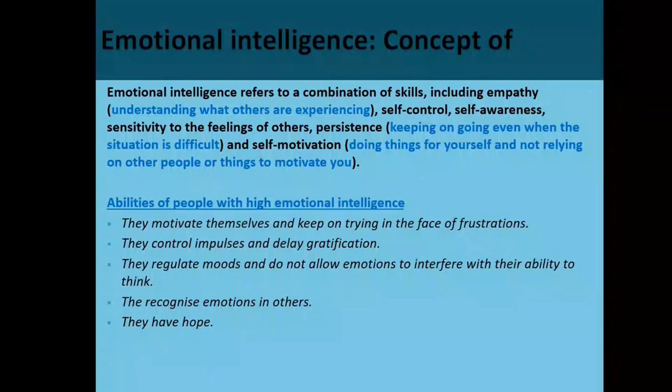They regulate moods and do not allow emotions to interfere with their ability to think. They recognize emotions in others, and they have hope. People who have high emotional intelligence, in short, have an ability to control their emotions regardless of what happens. The ability to hold your emotions, the ability to think of others. You don't just act haphazardly, impulsively, and put yourself into danger and other people into danger.